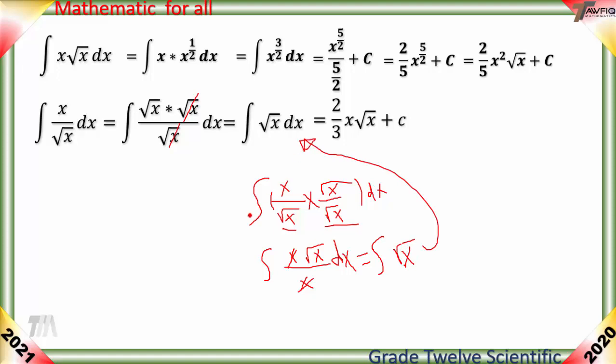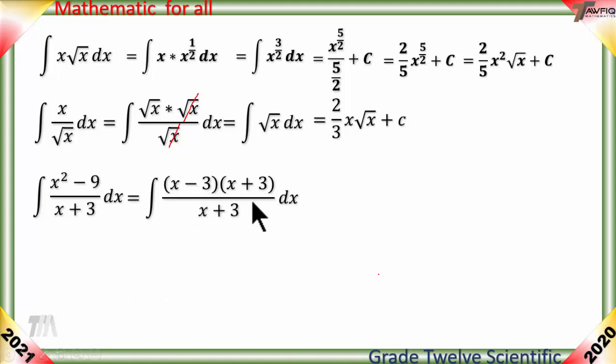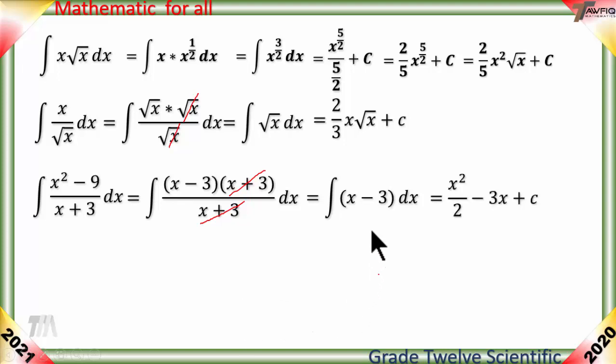Integral of x squared minus 9 over x plus 3 dx. We must first of all factorize this one by the difference between two squares. It becomes x minus 3 times x plus 3 over x plus 3. And now cancelling x plus 3 with x plus 3 remains integral of x minus 3 dx. And now take the integral. The integral of x is x squared over 2, and the integral of minus 3 is minus 3x plus c.